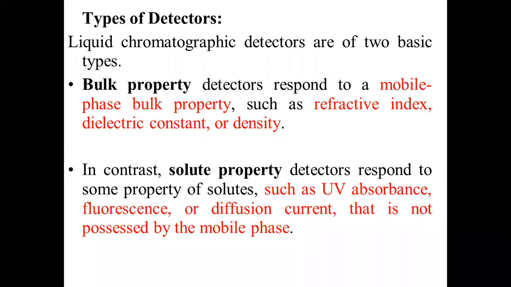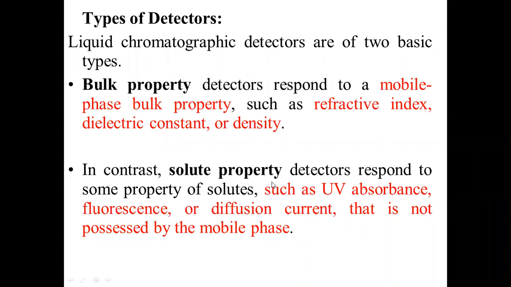The refractive index or density or dielectric constant or viscosity of the mobile phase is differentiated from these properties of the solute molecule. Then the differential value between the refractive index or dielectric constant or density of the mobile phase and the solute molecule will be obtained in order to identify the solute or in order to quantify the solute. This is whenever we use bulk property detectors.